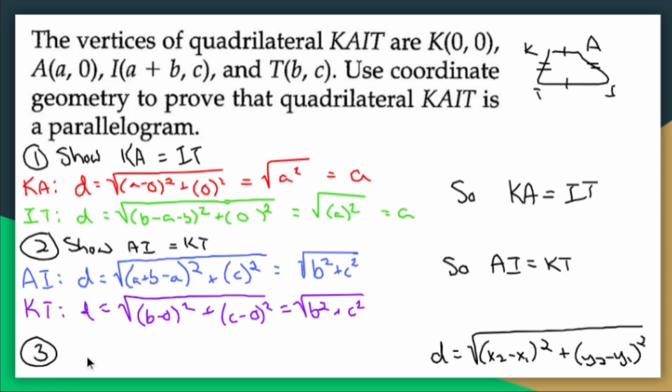which means KAIT is a parallelogram. And I believe the name of that theorem is the opposite sides something. I don't know. But since two pairs of opposite sides are congruent, it's going to be a parallelogram. And there's a name to that theorem. It's escaping me because right now I'm recording this at 10:15 p.m. But that's how you do it. We proved it. All right.